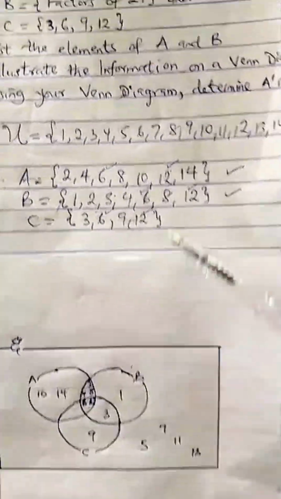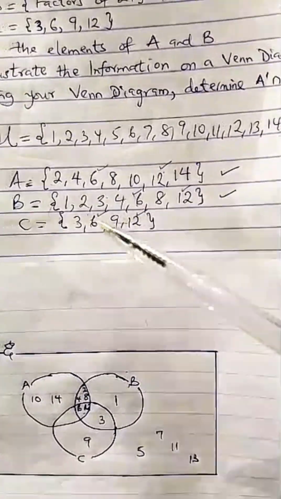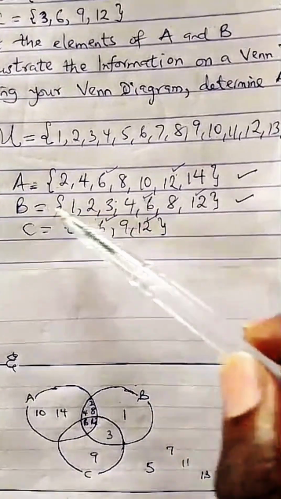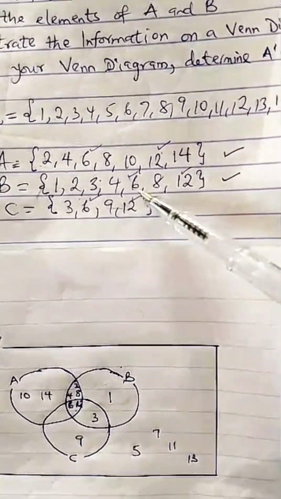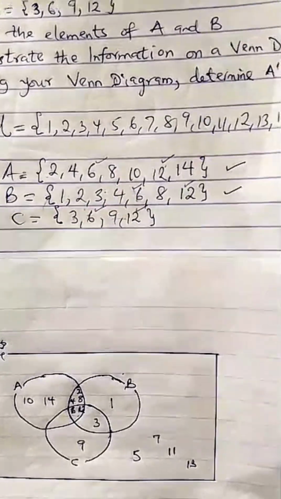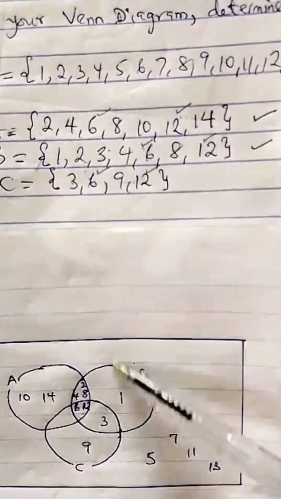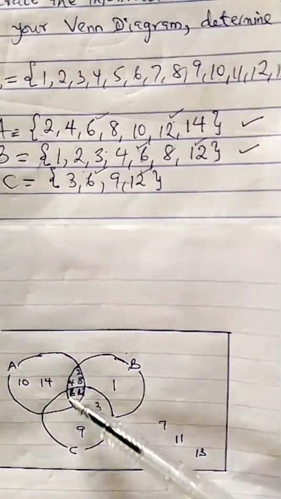Now between B and C, what's common? The common element between set B and set C, you observe, is just 3. That's the only common element between sets B and C. Nothing else is common. But I can see 6. Do you see 6 there? I think 6 should also be common, but you see 6 is already here. So 6 is already part of that.